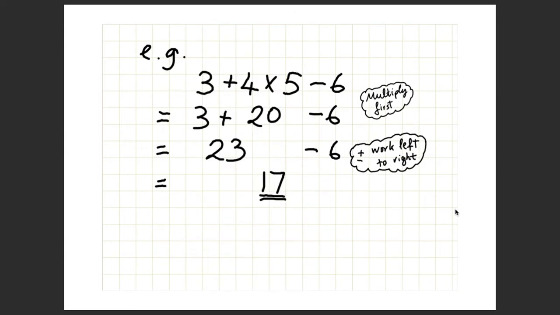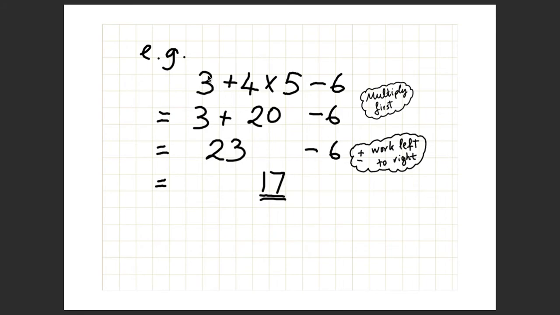Okay, so here's some examples. We're evaluating 3 plus 4 times 5 minus 6. So you've got to multiply first. You've got to do the 4 times 5 first to get 20, and then you get 3 plus 20 minus 6, and then you've got pluses and minuses. They're of equal importance, so you just do them from left to right. So I'll do the 3 plus 20 first to get 23. So I've got 23 minus 6, which is 17.